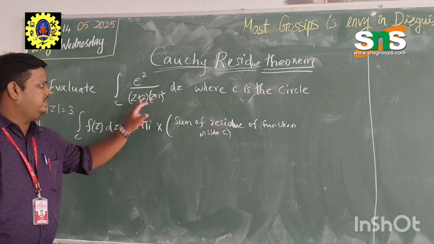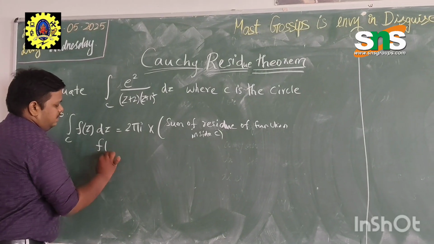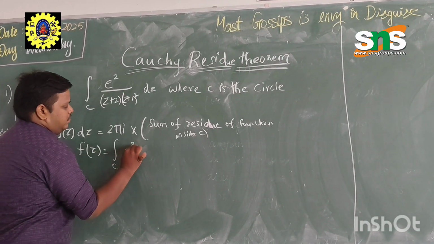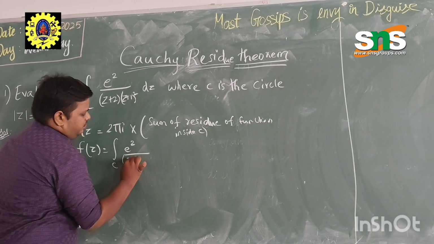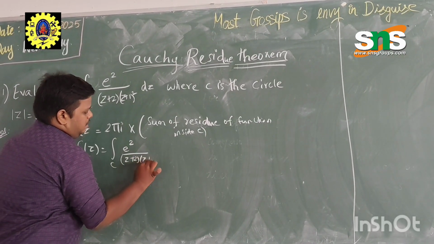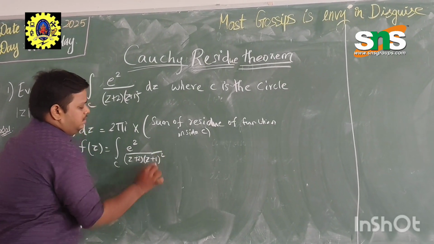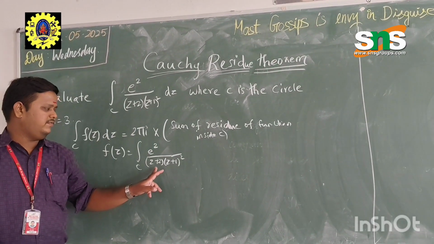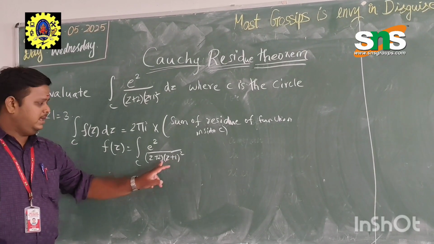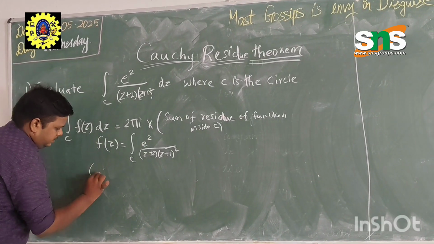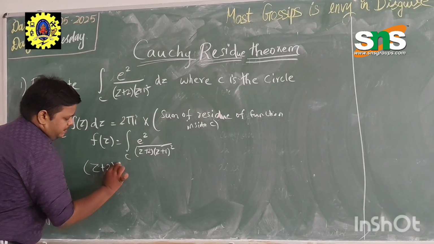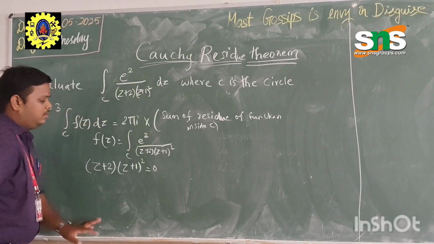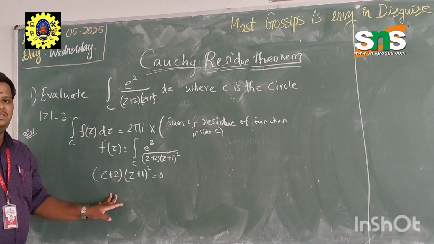First you have to take the function as f of z is equal to e square divided by (z plus 2) into (z plus 1) the whole square. First you have to find the poles for this function. To find the poles, we take the denominator term: (z plus 2) into (z plus 1) the whole square is equal to 0. So we find the two poles of this function.